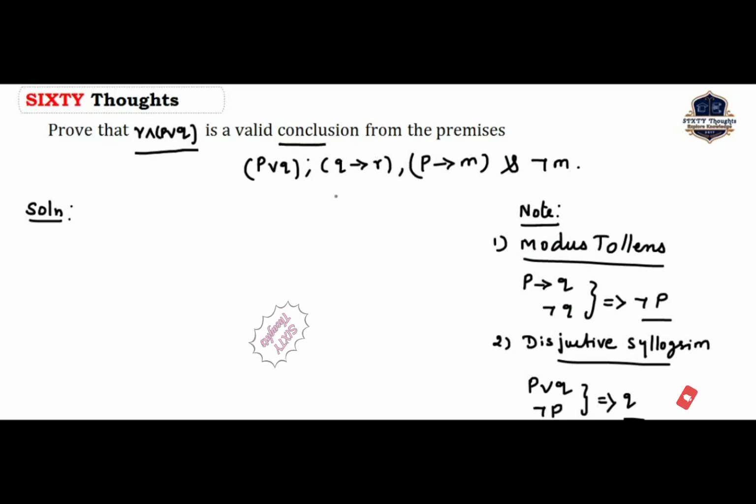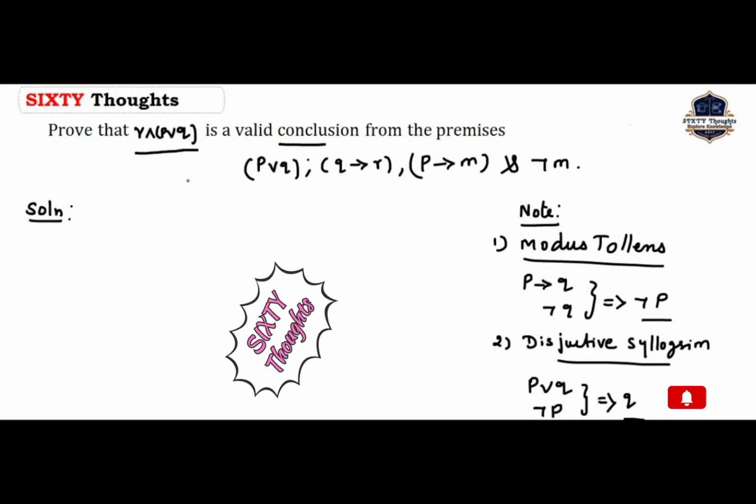So here we have four premises. One is P∨Q, second one is Q→R, then third one is P→M, and fourth one is negation M. So what is our target? Using these given premises, we are going to prove this conclusion. First we write the given premises, next we write the conclusion, and then we solve the problem.